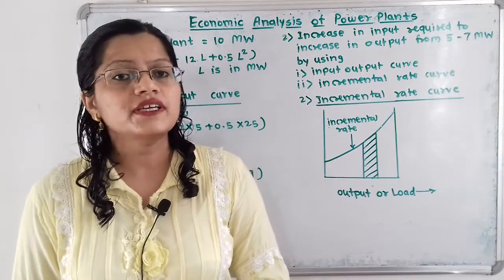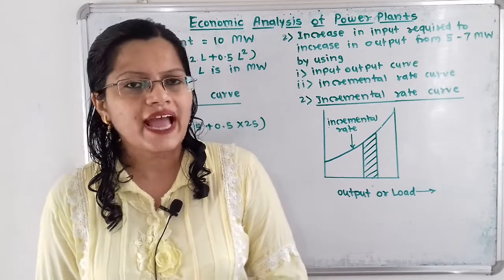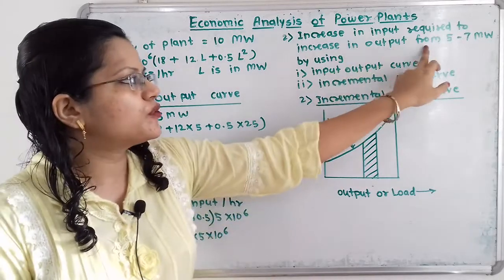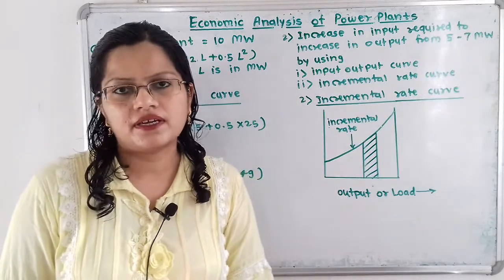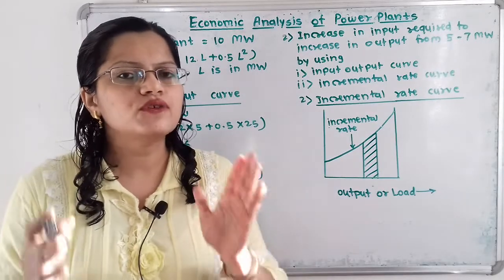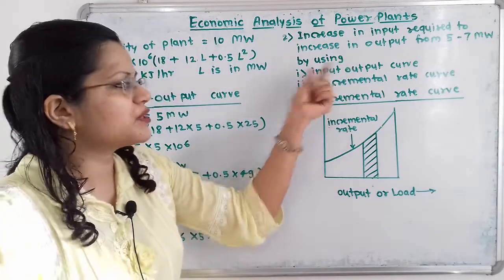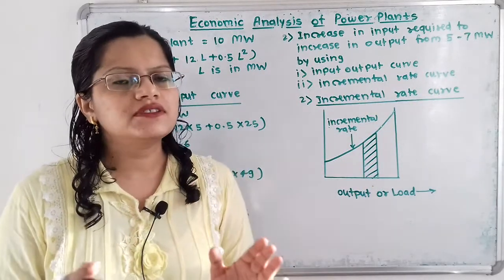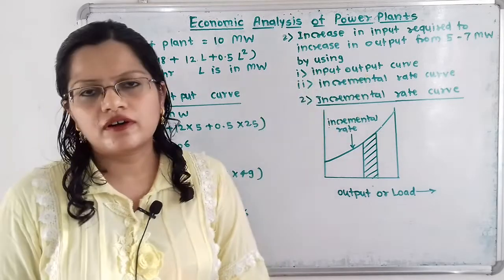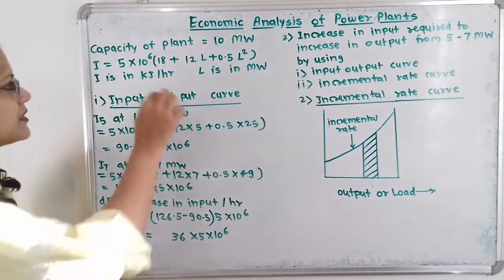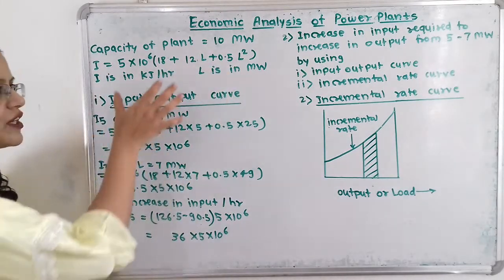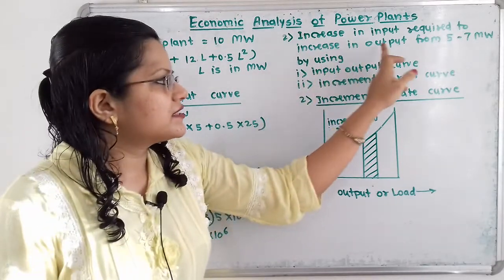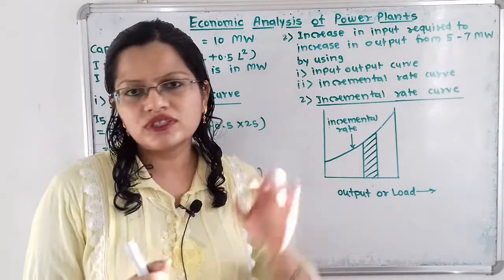Now we will move to the second question. Here we have to find out what is the increase in input required to increase the output from 5 megawatt to 7 megawatt. For this question we have to use two methods. The first method is the input output curve and the second method is the incremental rate curve. So we will first take the input output curve method. That means from the given input output curve equation we have to find out the increase in input. Now here the increase in output is from 5 megawatt to 7 megawatt.